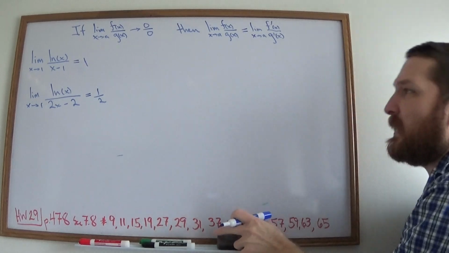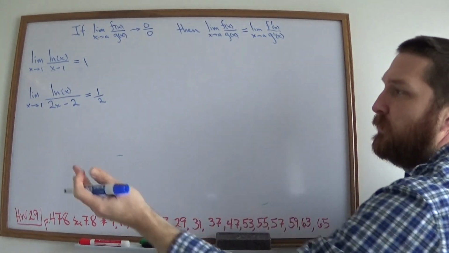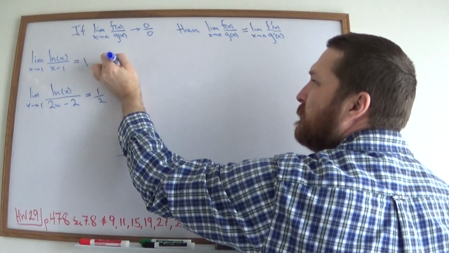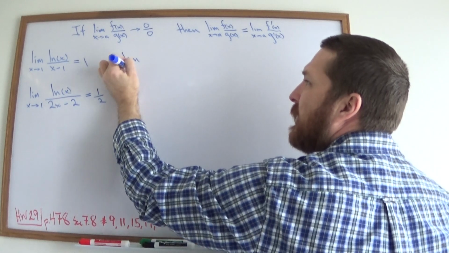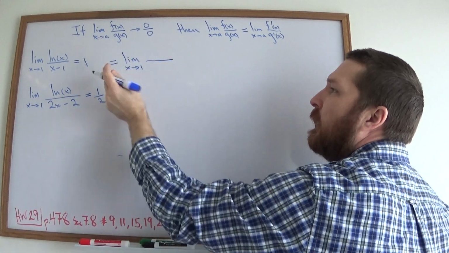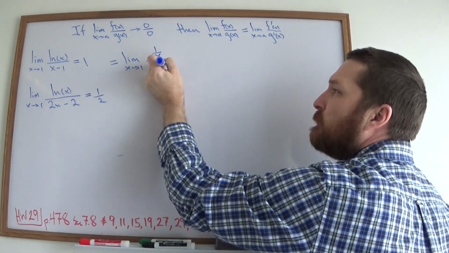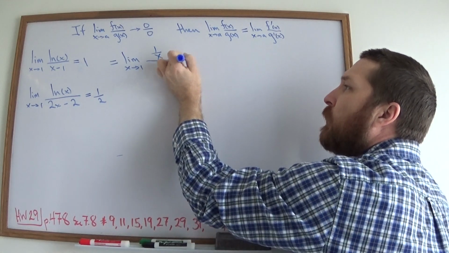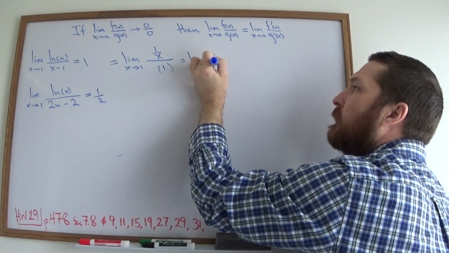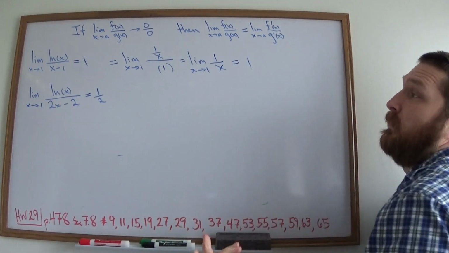So let's just do that here and see if that works. This tells me, if this is true, which we haven't proved, then this should be the same thing as the limit as x goes to 1 of, what's the derivative of log? 1 over x. What's the derivative of that? Over just plain old 1. Which is the same thing as the limit as x goes to 1 of 1 over x, which is just what? 1. It works.